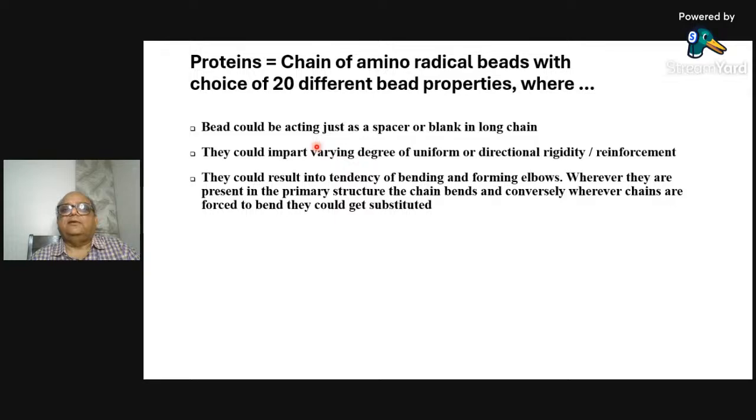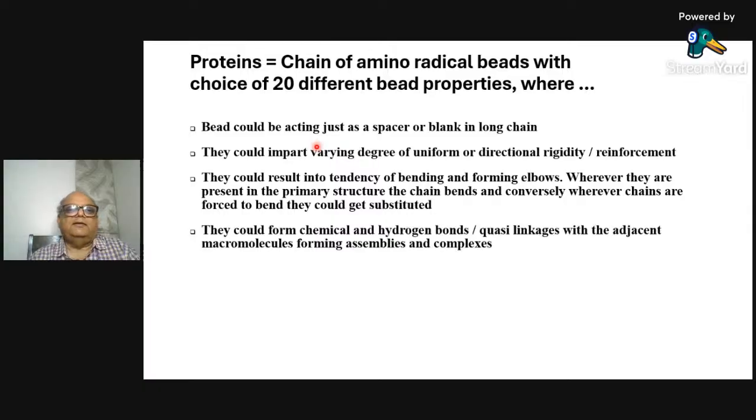Conversely, suppose the chain is getting extruded, a protein is getting extruded, and it is encountering a barrier due to the formative cavity that it is born into. So it will hit a wall and then it will be forced to bend, and soon that radical, whichever was there, will get replaced by the weaker radical so that it will become permanent. Okay, so that is another property which they could exhibit. And they could form chemical bonds and hydrogen bonds with temporary quasi linkages, intermittent bonds with the adjacent macromolecules, the vacillating bond kind of a thing.